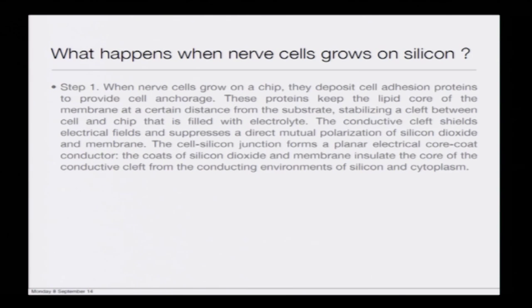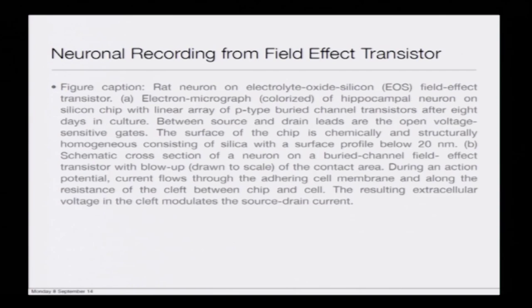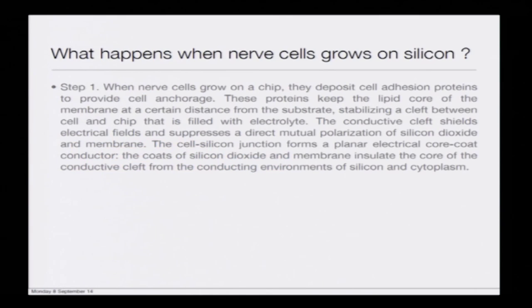These proteins keep the lipid core of the membrane at a certain distance from the substrate. Look at this, they are at a certain distance where you see this current. So, there is a certain distance which is being maintained. Okay. These proteins keep the lipid core at a certain distance from the substrate, stabilizing the cleft between the cell and the chip that is filled with electrolyte.